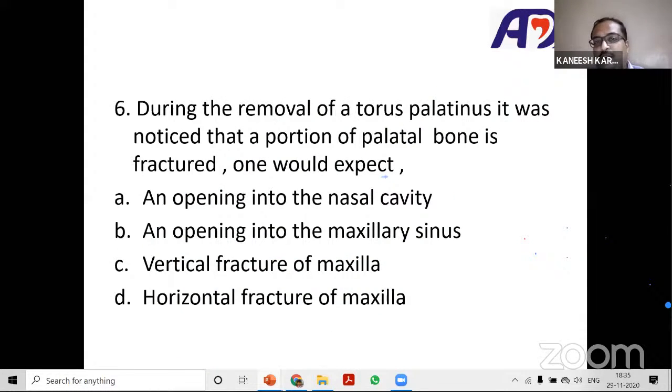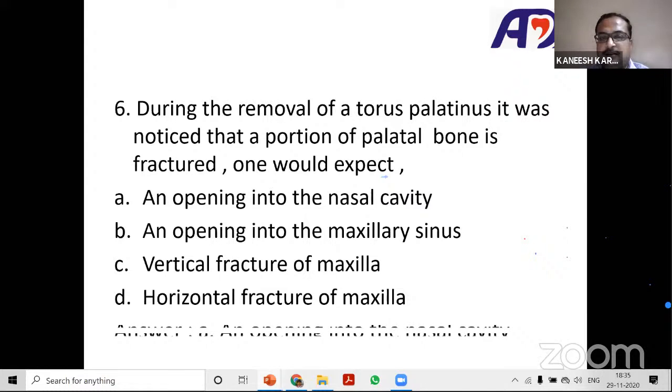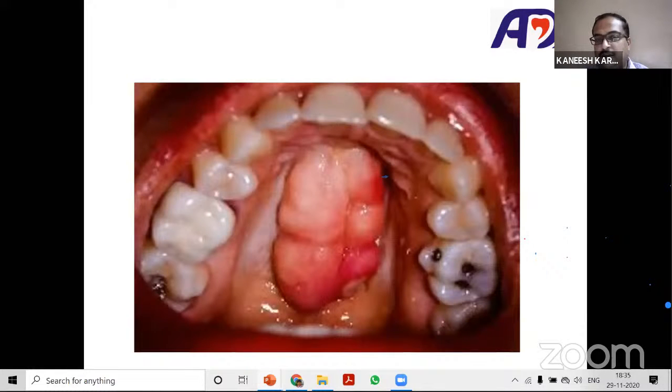During removal of a torus palatinus, it was noticed that a portion of the palatal bone is fractured. One would expect opening into the nasal cavity. See here, oronasal fistula will be there.